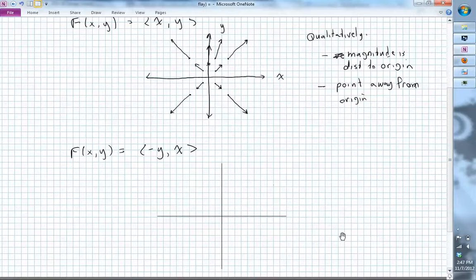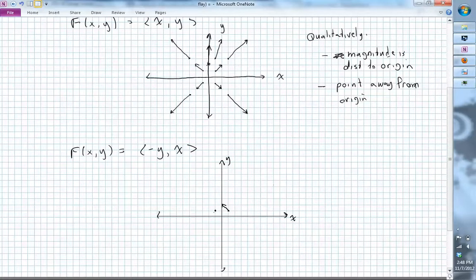And let's be really careful about how this is going to work. So let's pick a point. Same point here. That's the point 1, 1, right? X equals 1, y equals 1. What vector do I attach to that point under this vector field? Negative 1, 1. So that vector. Does everybody see that? Okay, let's go around the horn.